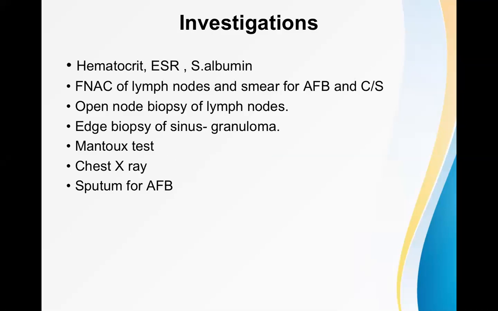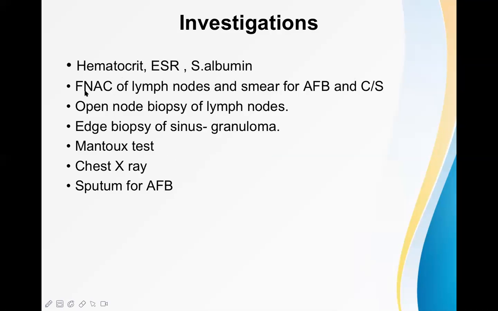Now let's do this quickly. This is not a new thing for you. You have studied the investigation of tuberculosis so many times. CBC, hematocrit, total leukocyte count, differential leukocyte count, platelets are always done. ESR is usually high in case of tuberculosis, and if the patient is malnourished because of chronicity of the disease, serum albumin will be low.